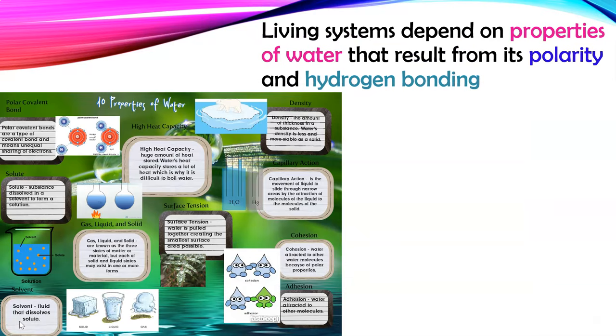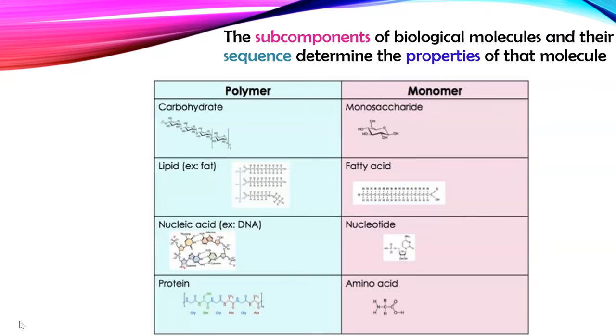Now, when we look at the sequence, when it says their sequence determines the properties, that sequence could be, for example, if you look at proteins, the sequence of the amino acids will determine its properties. And in nucleic acids, the sequence is the A, T, C, G, C, A, C, etc.